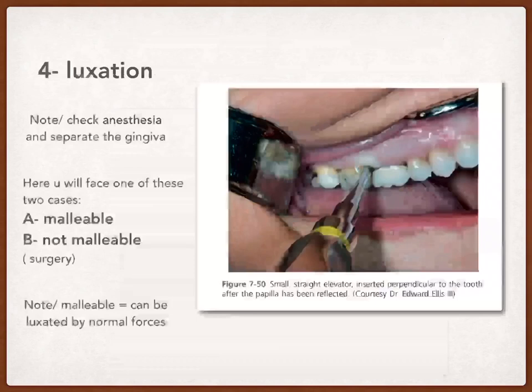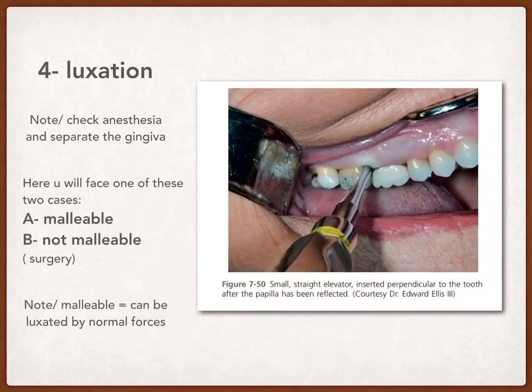After that we should do the most important step in the extraction procedure, which is the luxation. Guys, the luxation is the most important step during your extraction procedure. Before doing the luxation, you should check the anesthesia and then separate the gingiva by using the probe or an elevator, and after that you will face two conditions: malleable teeth or not malleable teeth.